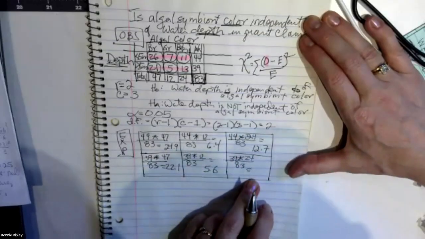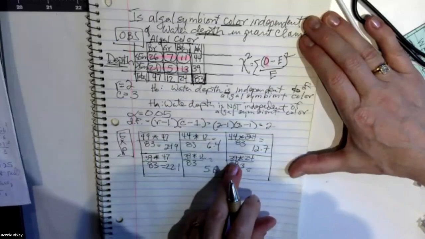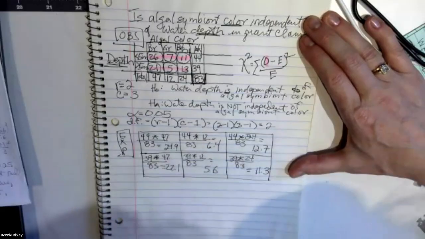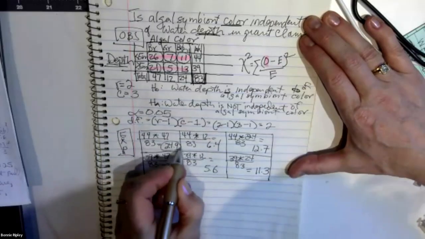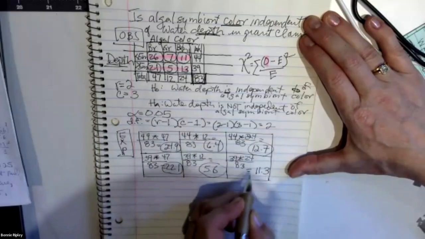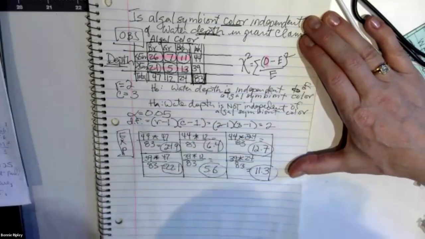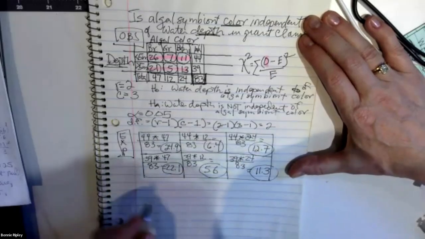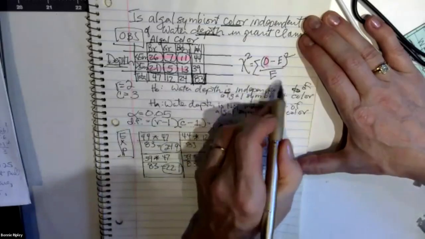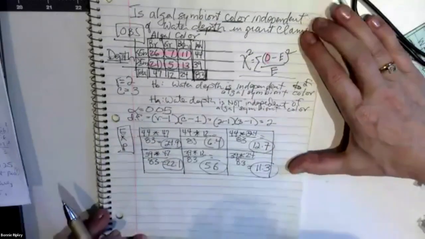And that calculates out to 39 times 24, 11.3. Okay, so these numbers are my expected values. We're not done. Now we have our expecteds, we've got our observes. The next step is to calculate our chi-squared test statistic.